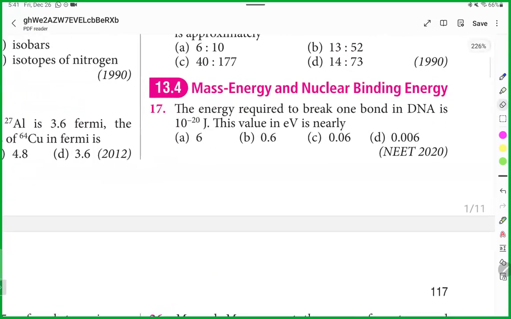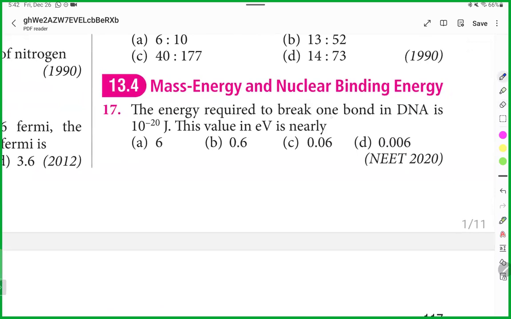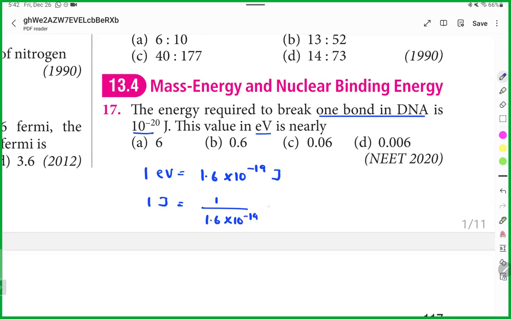Solve this question. Energy required to break one bond in DNA is this. What will be the value in electron volt? You know, 1 electron volt is equal to 1.6 into 10 raised to power minus 19 joule. Correct? So can we say 1 joule will be equal to 1 by 1.6 into 10 raised to power minus 19 electron volt.